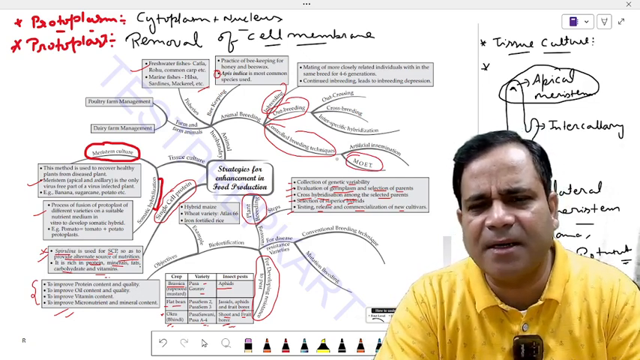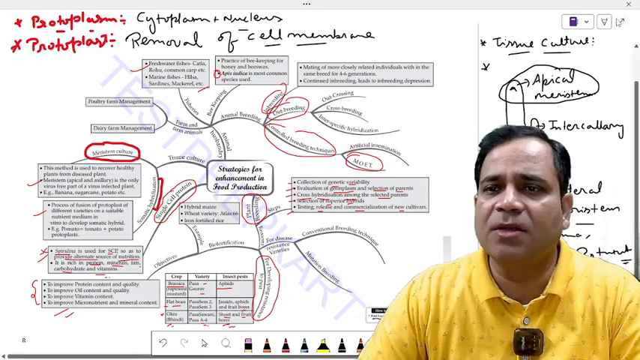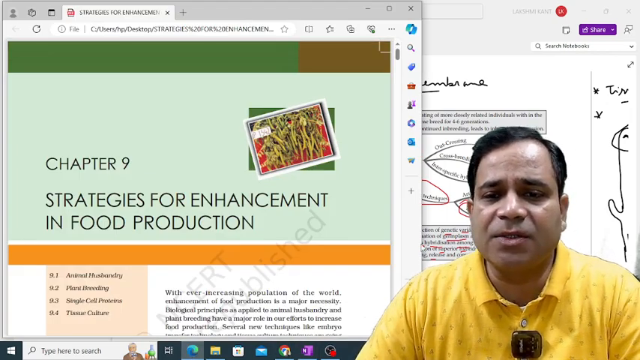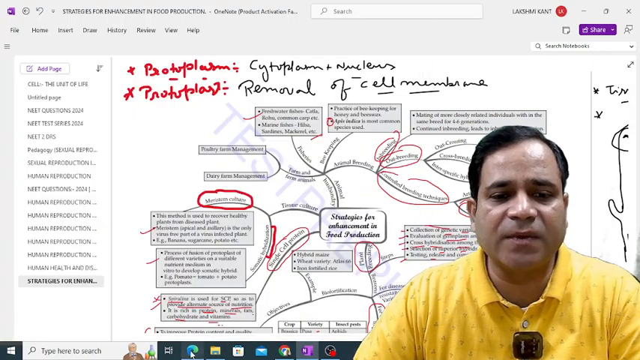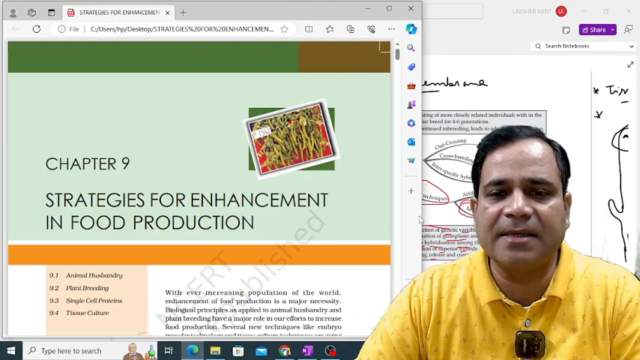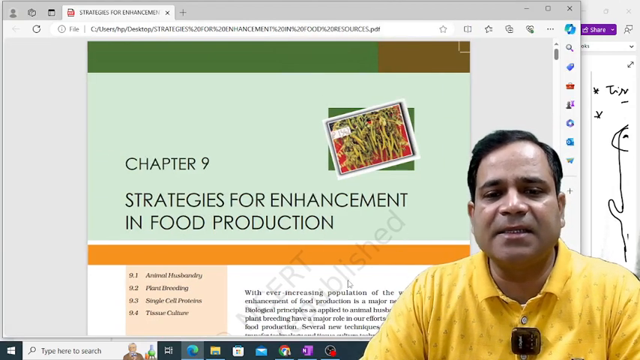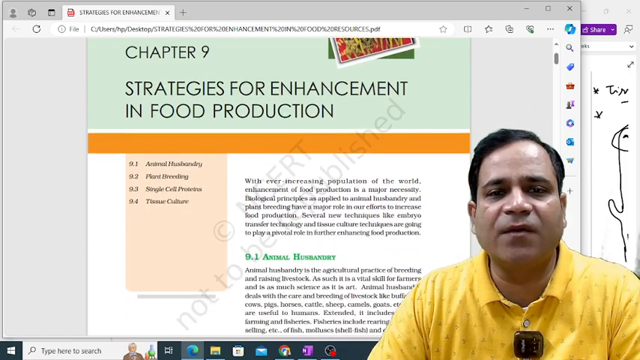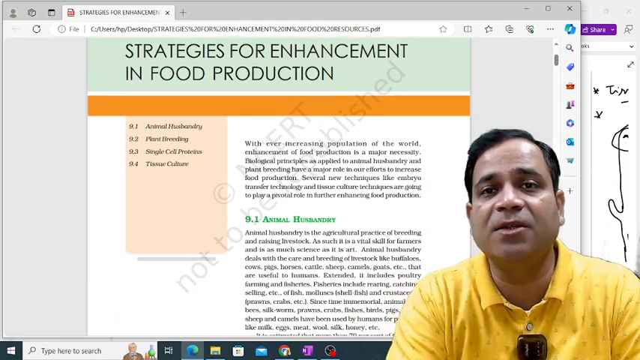Let's see from NCERT also what is written here. Okay. So now see the NCERT. Let's check here. This is chapter number 9 of NCERT class 12, unit 8, my dear, right? Wait for a moment. Yes, this is Strategies for Enhancement in Food Production.